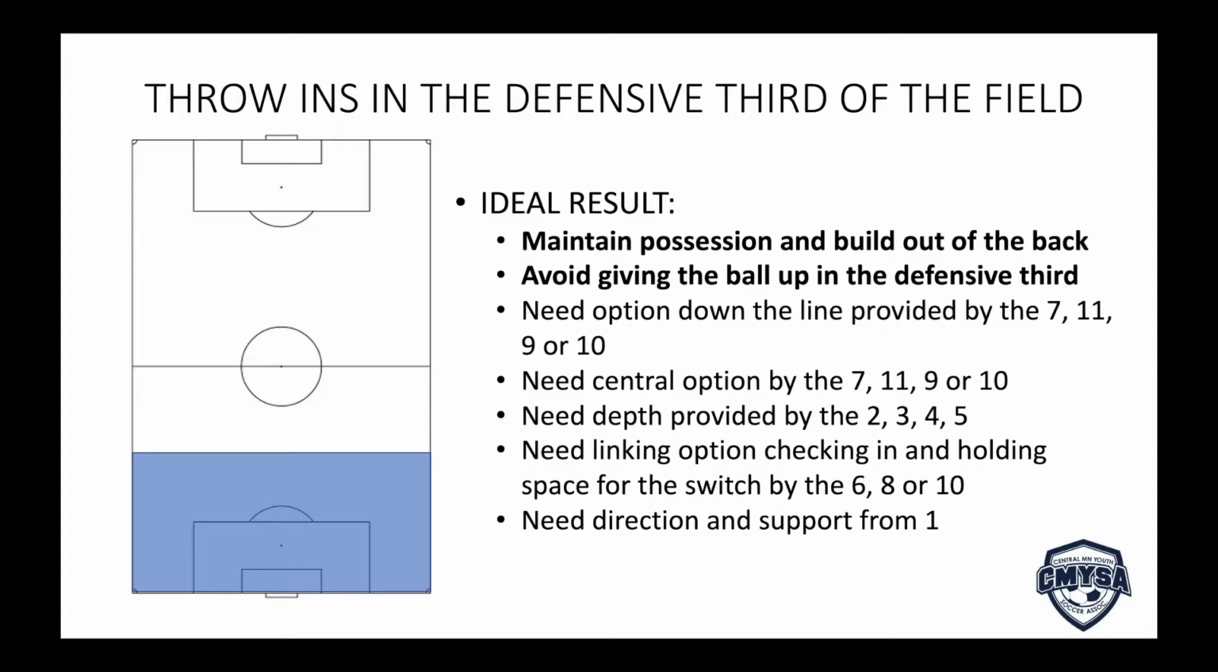Someone running down the line, usually the winger or the number 9 or 10, a central option, depth or support by a defender, and the weak side winger or outside defender tucking in close to the goal in case we turn the ball over. In this position, they are in a great defensive spot to help us win the ball back. Finally, we need good communication from our goalkeeper. They can see everything and can let us know when a clearance is necessary.